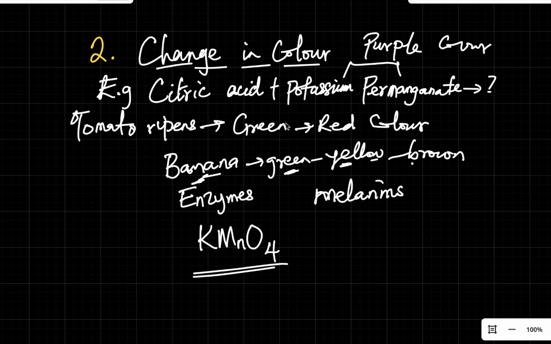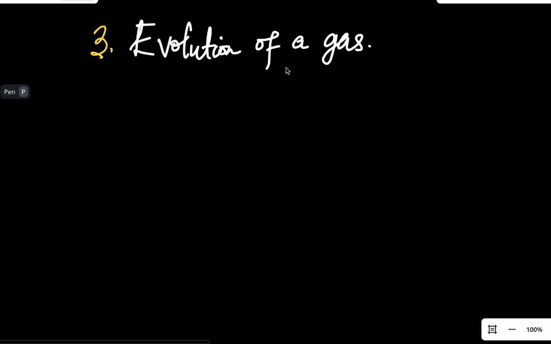So we're going to be moving over to the next one, which is evolution of a gas. That will be number 3. This is one of the characteristics of a chemical reaction. Please do not forget. I'm going to spend time and do a lot of repetition on this one so that everything enters clearly without any confusion at all.